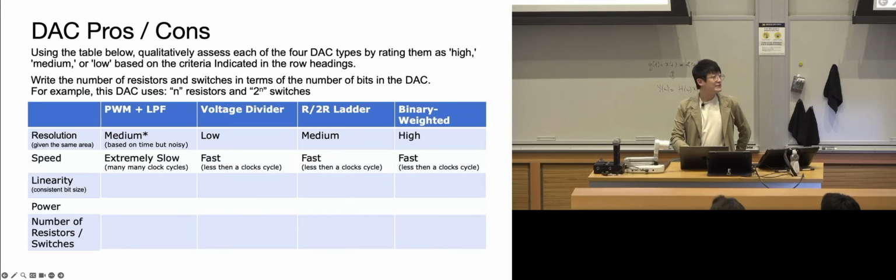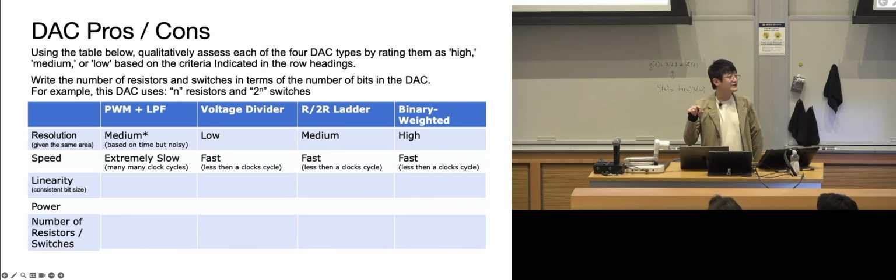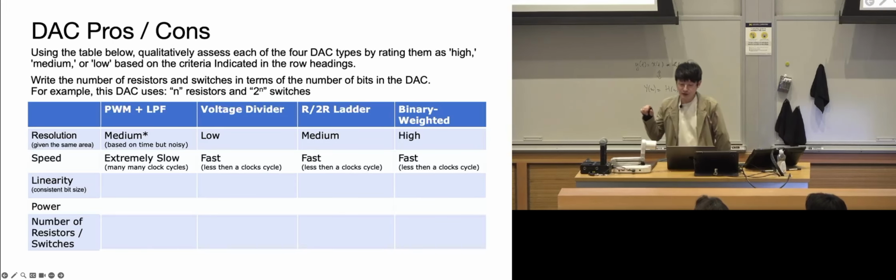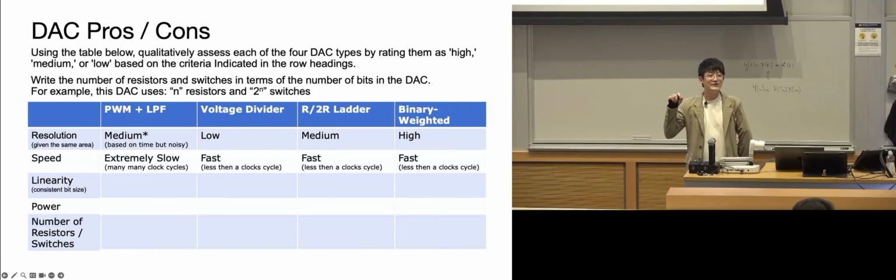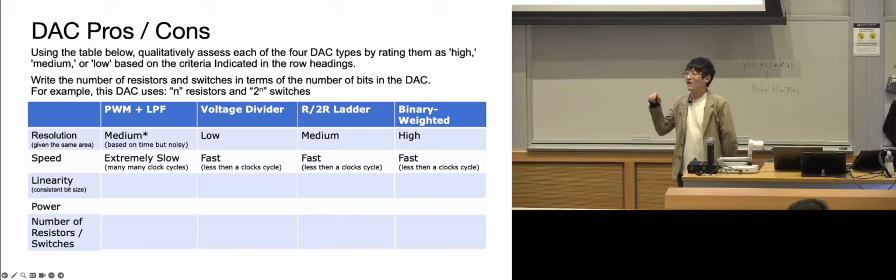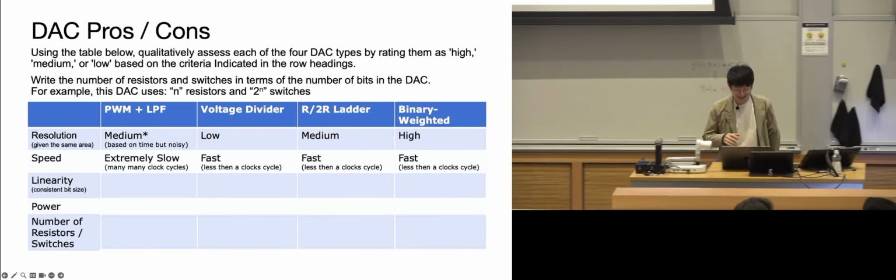The linearity, how about that? How consistent is each of the steps within that DAC? How accurate is that step? Any guesses? Who has the highest linearity? Nobody? Who has the worst?